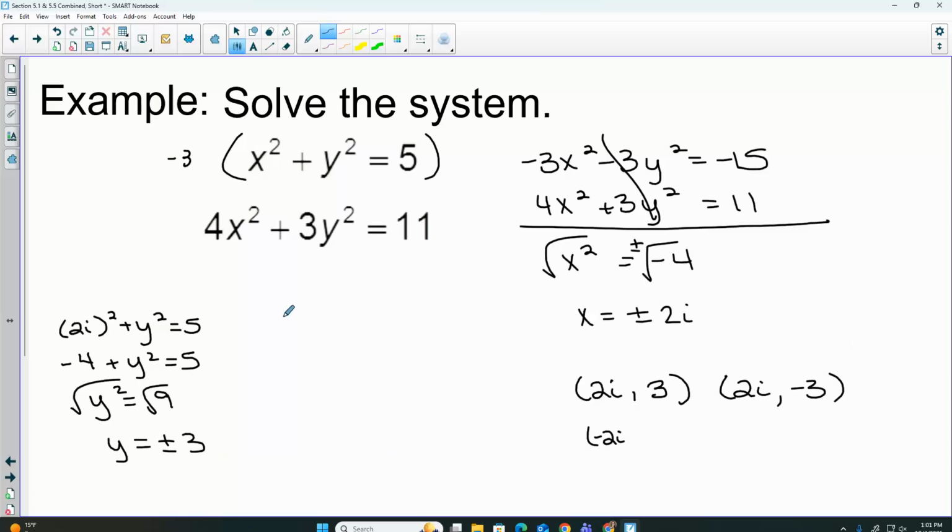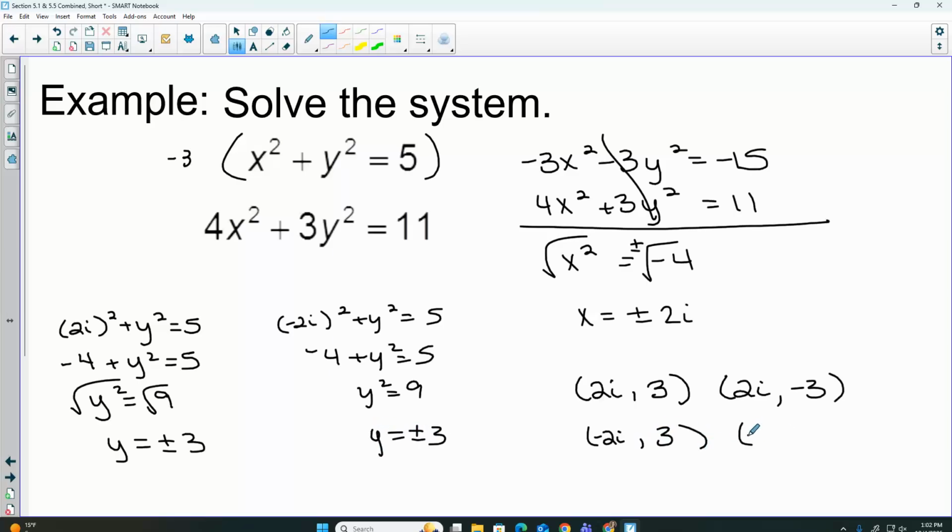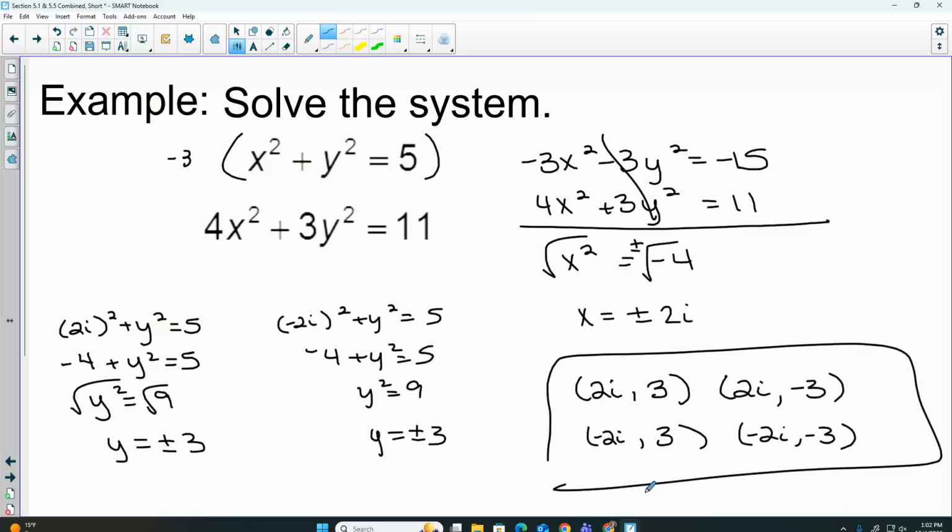All right, what happens if I put in a -2i? Yep, when I square that, it's 4i squared, which is -4. So y squared is 9. So I again get plus or minus 3. So this time we got 4 points. Are there any questions?